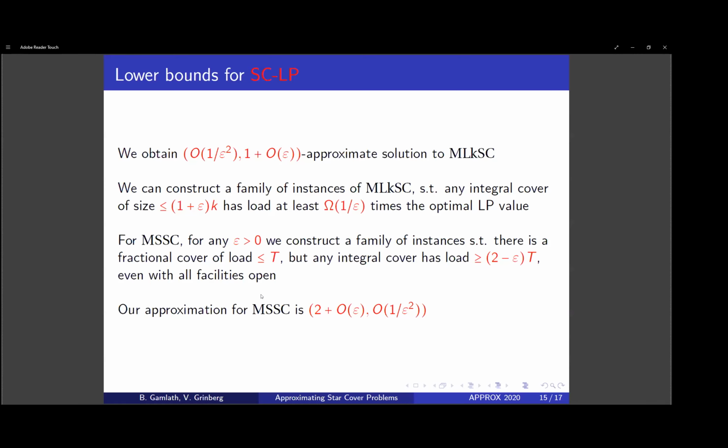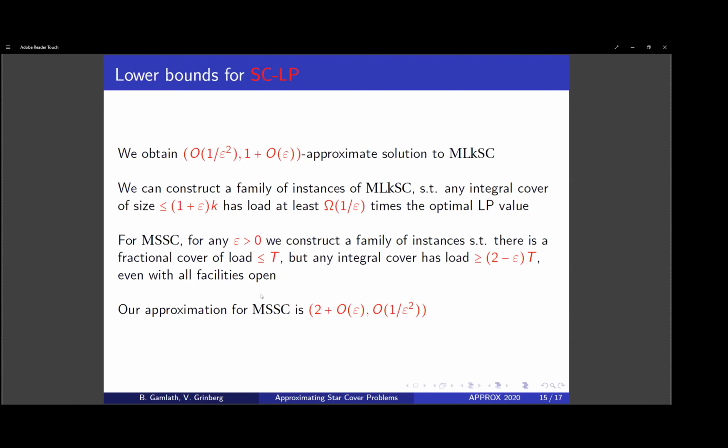And for the minimum size star cover problem, we have a similar bound. We show that we cannot get a load approximation better than 2, for multiple reasons, not only because this linear program is bad. And yeah, so that's it. I want to mention that we did not show any general inapproximability results.